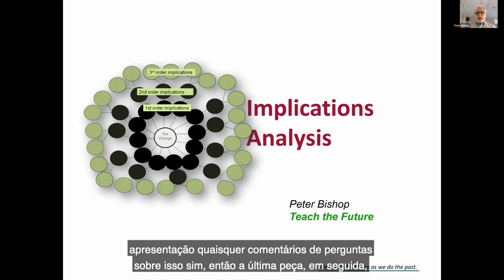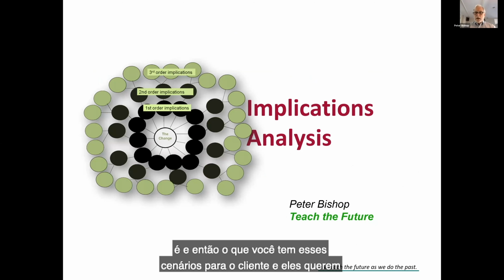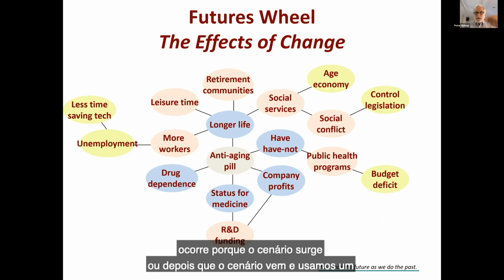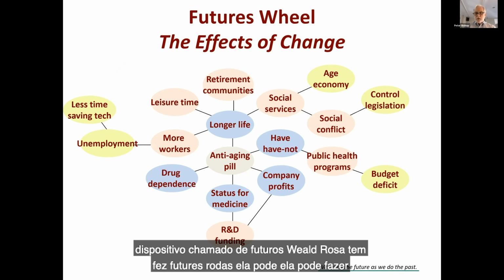Yeah. So the last piece then is, so what? So you have these scenarios for the client, and they want to know, what difference does that make to us? And this is what we do, is called implications analysis. An implication or a consequence is something that occurs because the scenario comes about or after the scenario comes about. And we use a device called a futures wheel. Rosa has done futures wheels.